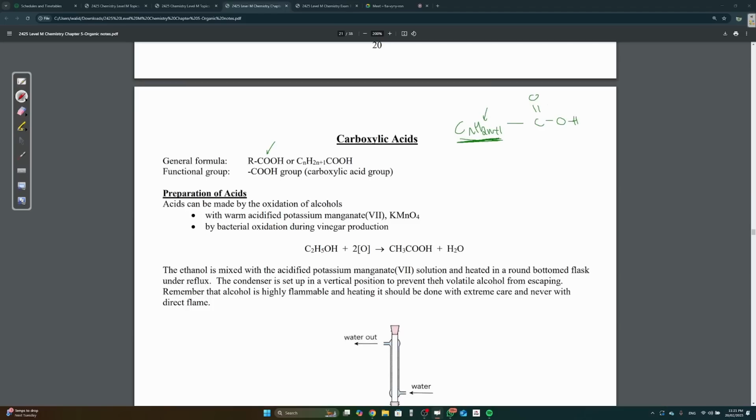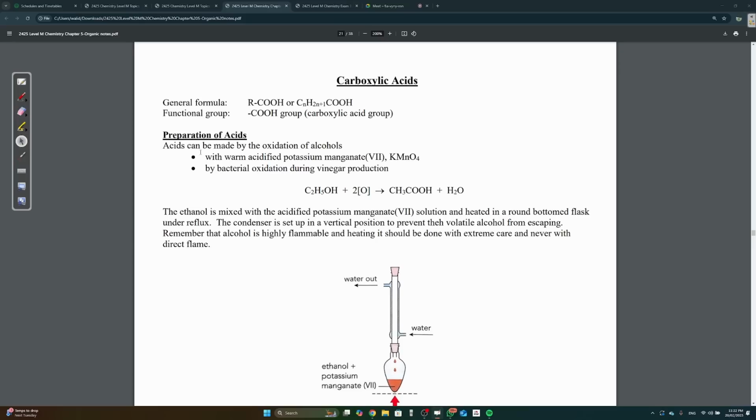Since every carboxylic acid has this CnH2n+1, we call it R. We just call it the R group. So this is what they meant. Please make sure this is a double bond. You need to put it as a double bond. What's its functional group? Obviously this COOH.